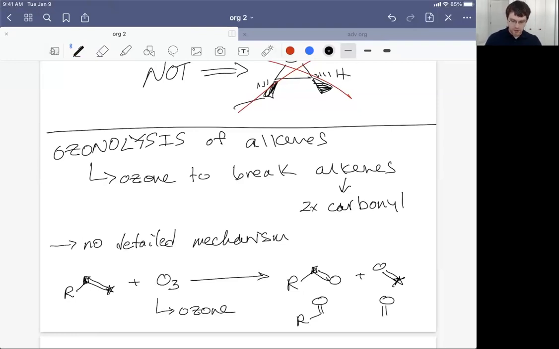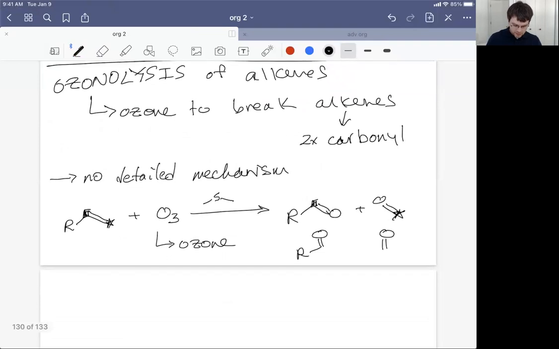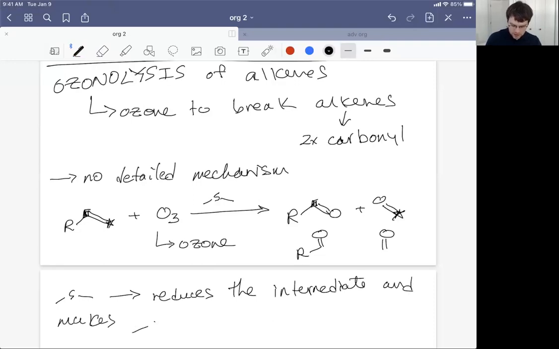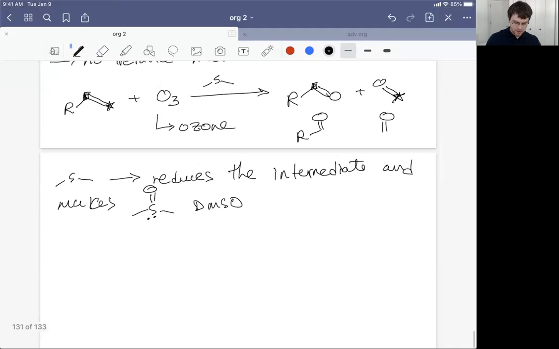Okay, now for this reaction to work, we critically have to add a molecule of dimethyl sulfide. Dimethyl sulfide reduces the intermediate and makes DMSO, dimethyl sulfoxide. It's kind of a weird sulfur structure. So you use O3 and dimethyl sulfide and you can do this transformation, and gosh, it is cool because ozone, you can just blast the system full of ozone.